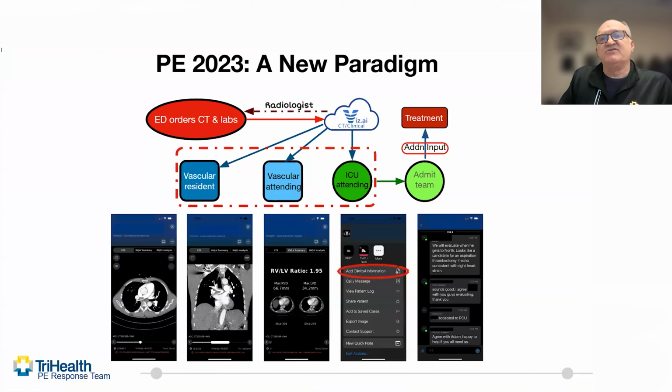And I think these kinds of features are important because it is a way of reducing alarm fatigue. You can set the RV-LV ratio to one that you think is more important to screen patients that may require PERT input. And then most importantly, probably is the screenshot on the far right, which shows a chat room for real-time communication among participants. Next slide.